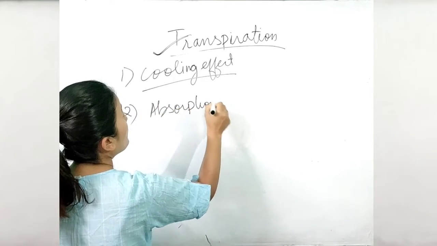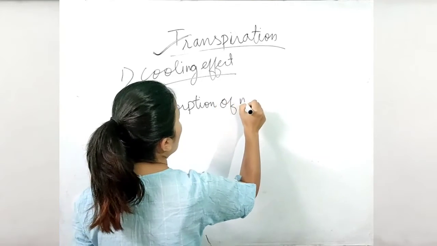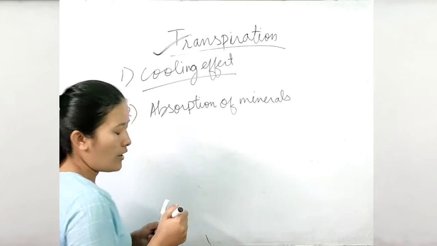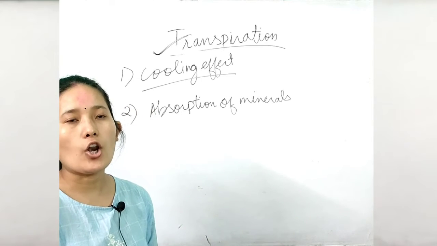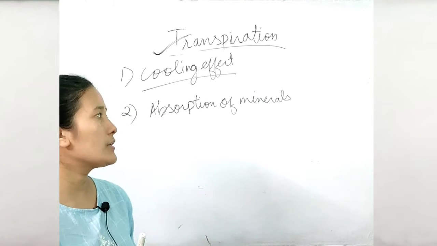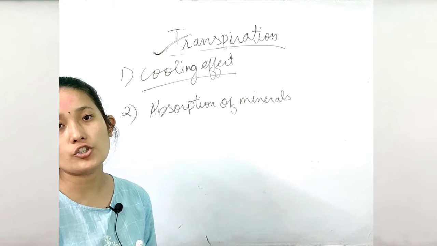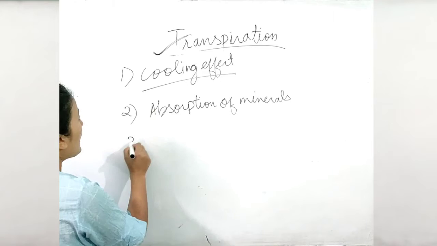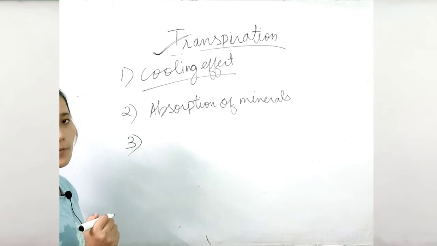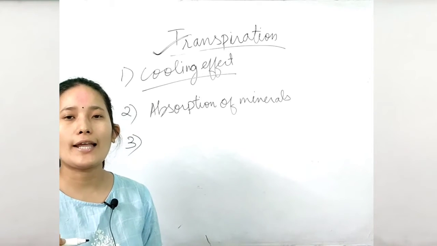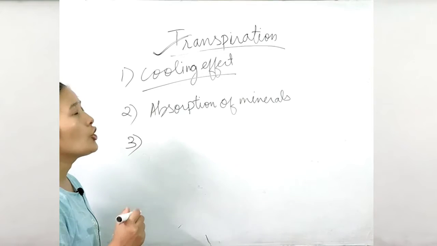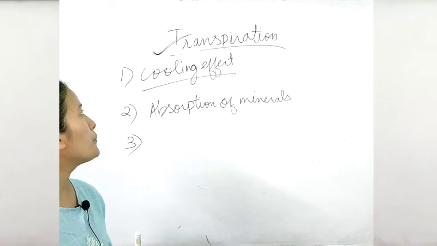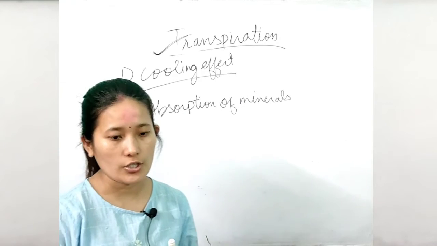When water is being absorbed through the process of osmosis, along with the water some of the minerals or ions also get dissolved and are carried forward. So it helps in absorption of minerals. And as we have discussed about the transpirational pull, it helps in conduction of water to tall trees also. So those are the importance of transpiration.